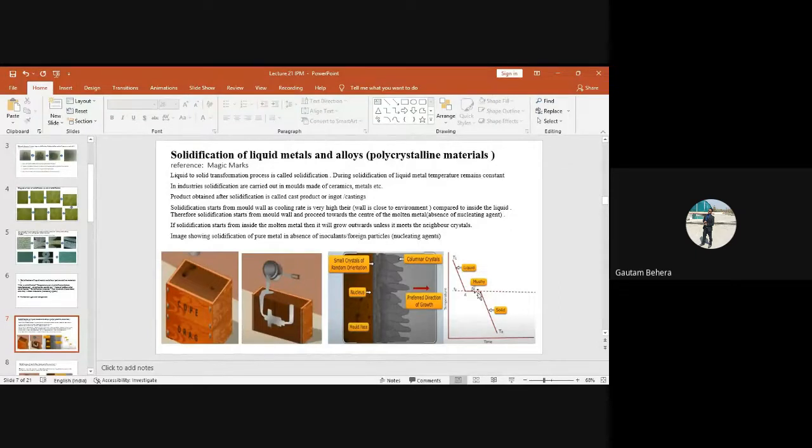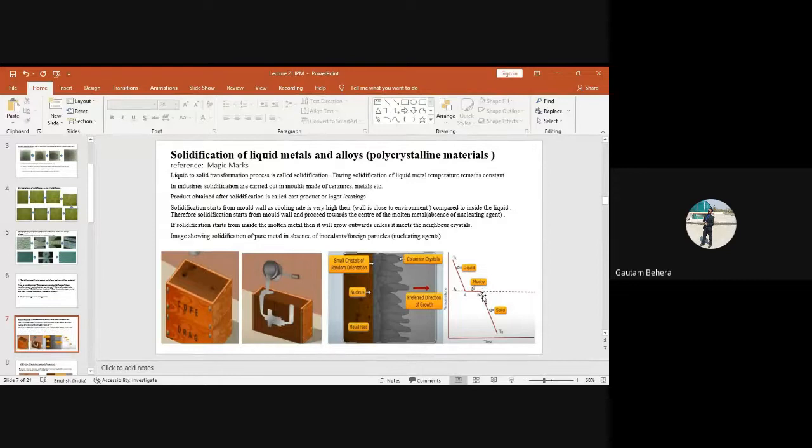Just have a look. As I told, while solidification is happening, the temperature will not change. It will become constant, basically for a pure metal, right? Because it has only a single constituent. That's why. When solidification ends, again the solid will cool at a faster rate.